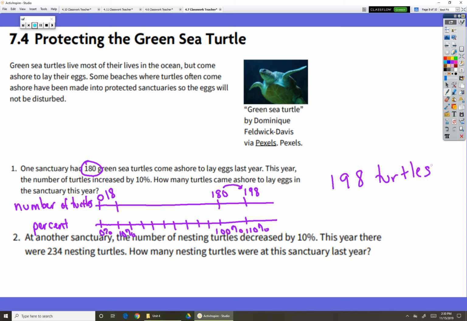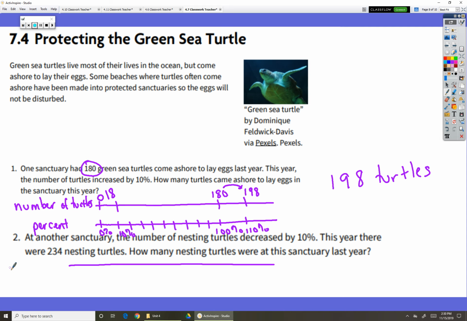Number 2, at another sanctuary, the number of nesting turtles decreased by 10%. This year, there were 234 nesting turtles. How many nesting turtles were at the sanctuary last year? So this one, the number given to us, it says this year there were 234 nesting turtles. That's not the original amount. The original amount happened last year. So the 234 is not going to go above the 100%.